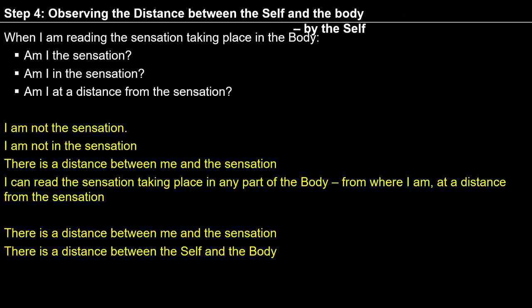In step 4, we are trying to observe the self and the body. We are trying to observe sensations taking place in the body. And while observing any sensation, we are trying to see: am I the sensation? Am I in the sensation? Or am I at a distance from the sensation? Or am I separate from the sensation? So this we have to observe each time, every moment.